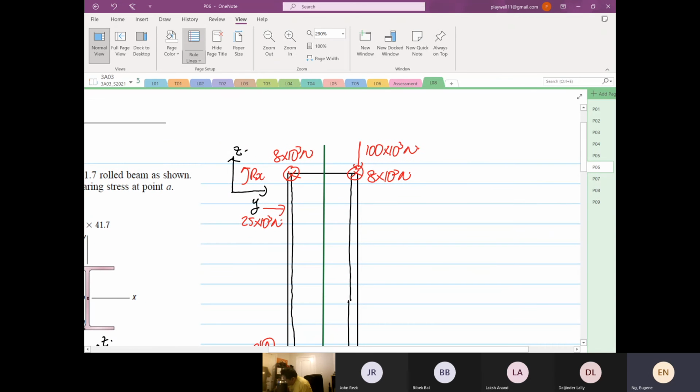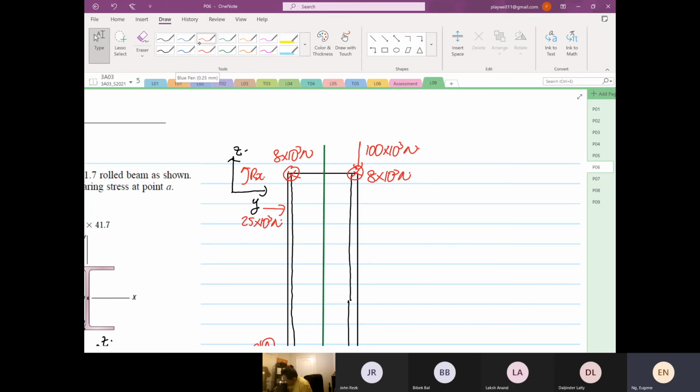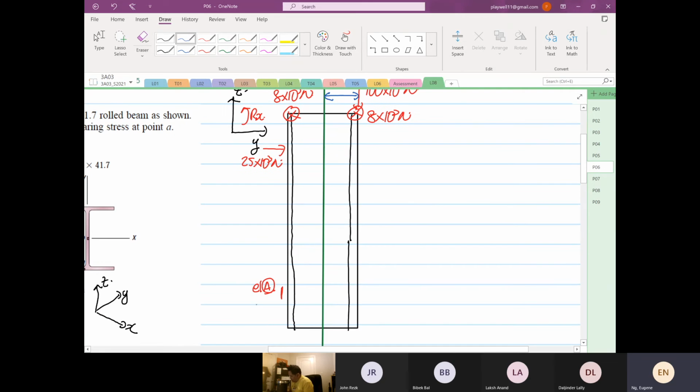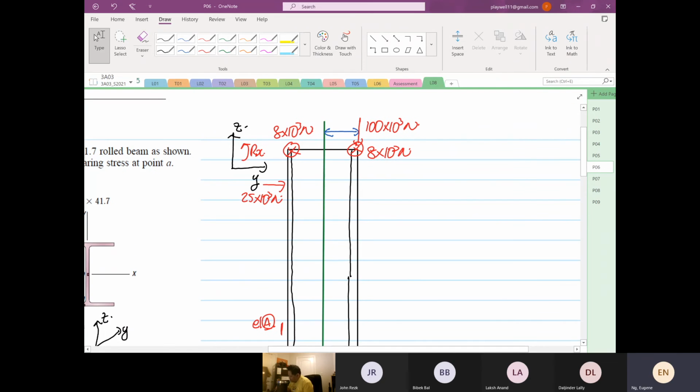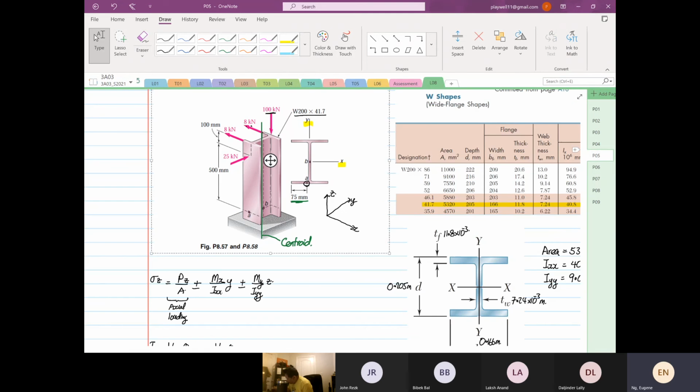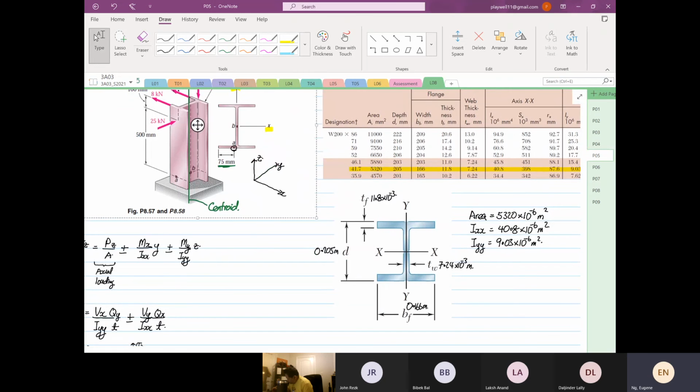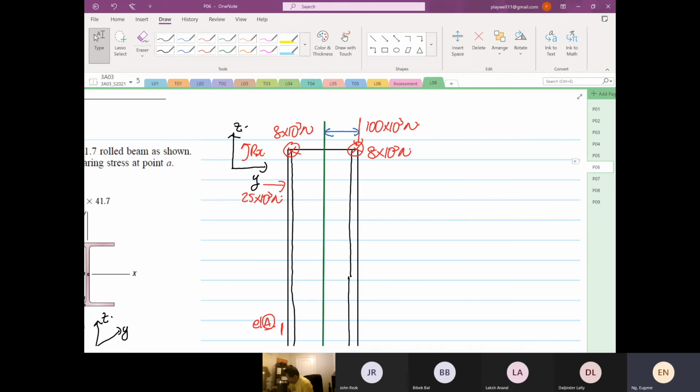So the 100 kilonewton, the perpendicular distance is this distance over here. It's towards the what? Towards the centroid, right? You have to be careful, not towards the element, okay? Because the perpendicular distance is perpendicular to the what? Centroid, right? So this distance over here, that distance over there is 0.166. Wait, not 0.166. It's 0.205 divided by 2. Okay, so this is 0.205 divided by 2, right?